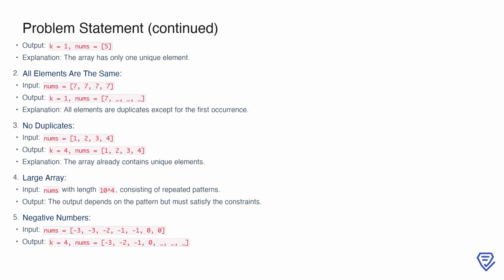Finally, consider arrays that include negative numbers. For example, if nums equals -3, -3, -2, -1, -1, 0, 0, the output will be k equals 4 and the modified array will look like -3, -2, -1, 0, underscore, underscore, underscore. The solution must handle negative numbers correctly while preserving the order of unique elements.